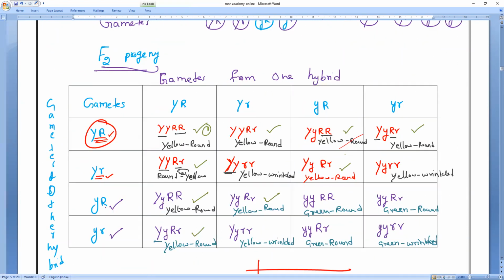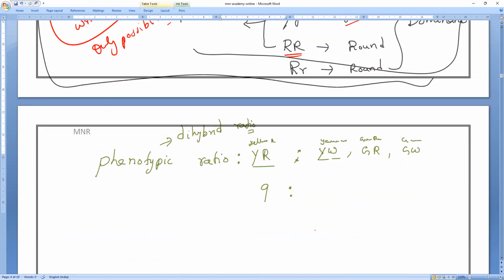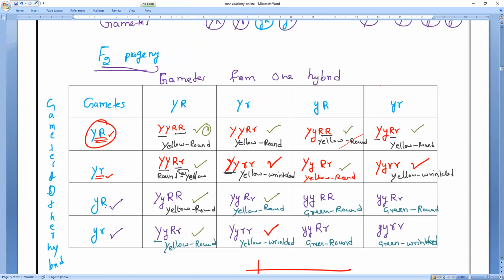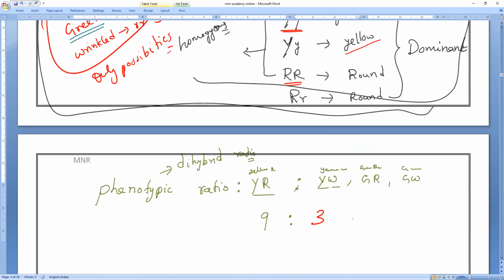Next, yellow wrinkled. Count it, everyone. It has to be yellow and wrinkled. Yellow and wrinkled, 1. Yellow and wrinkled, 2. Yellow and wrinkled, 3. Any other? No, 3. Next, green and round. Count it, everyone. Green and round, 1, 2, 3. Any other? No, 3.